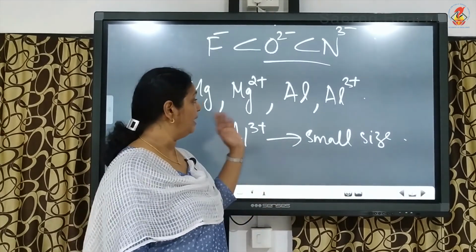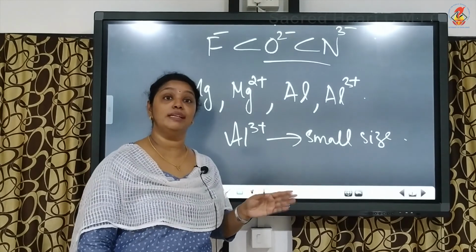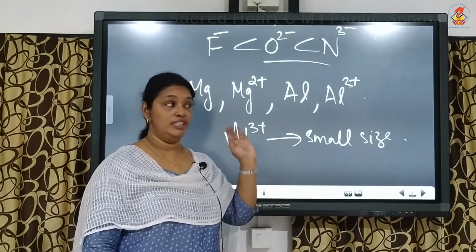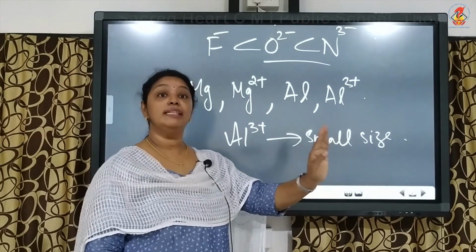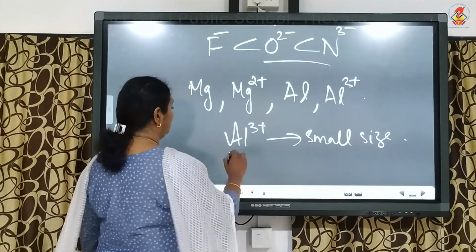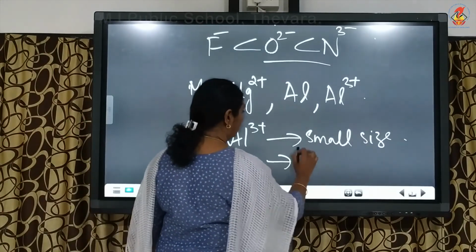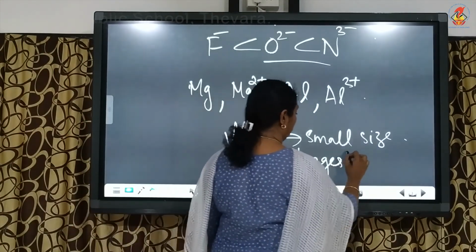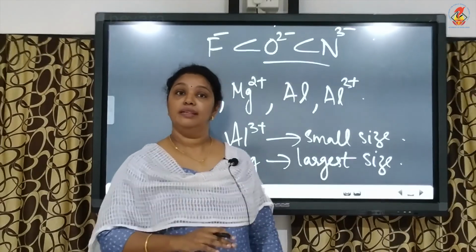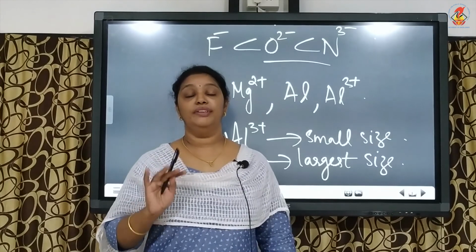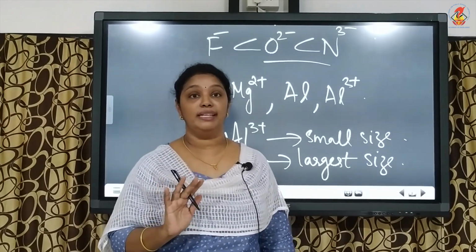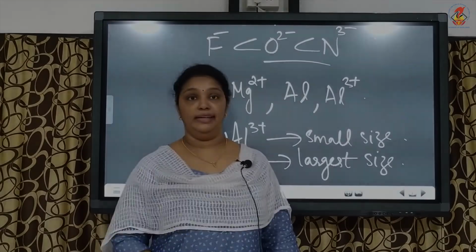So when you compare magnesium and aluminium, magnesium is in group number 2, aluminium in group number 13, and we know as we move along the period, size decreases. So which has the highest size here? Magnesium has the largest size. So with this we finish the first periodic property, that is atomic and ionic radii. Thank you.